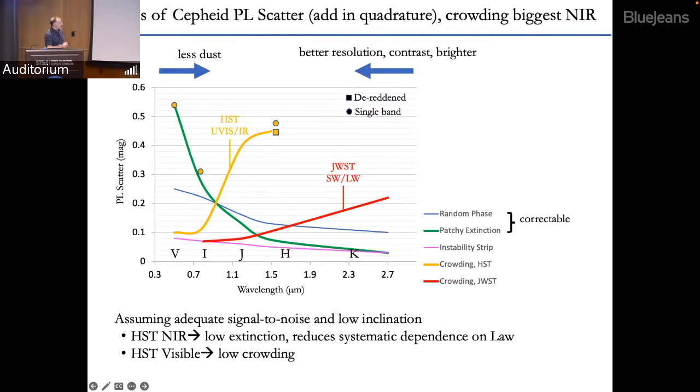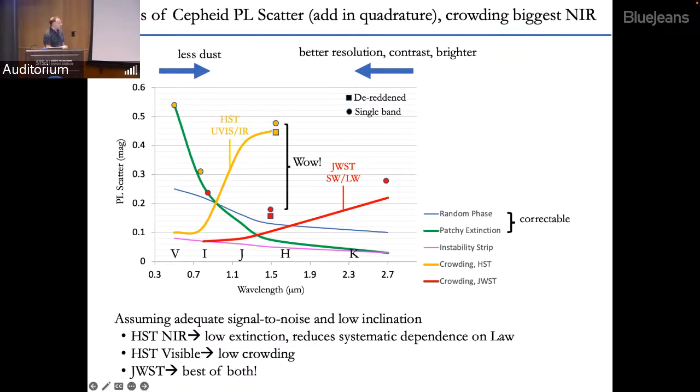Now, we want to stay away from the blue for our final measurements to get away from dust, but we don't want to go too red because we want good resolution. We want the Cepheids to be bright, to have good contrast. So the sweet spot here is really the near-infrared, but the problem was Hubble has very big pixels, low resolution, so we had large scatter. This is a dramatic improvement with JWST.